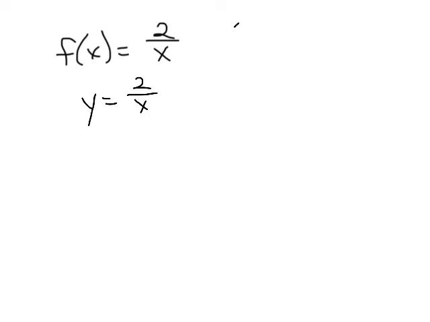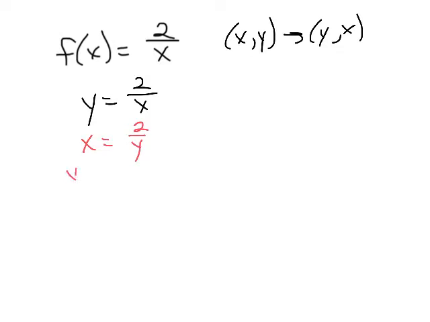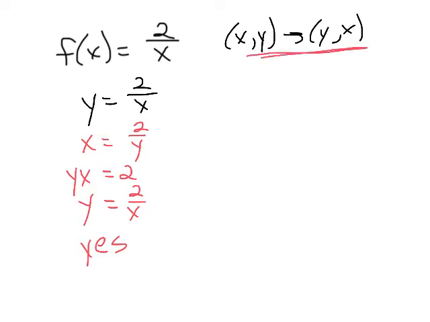So if I were to test the line y equals x, that means (x, y) would map to (y, x). Let's take a look at that. That means I'm switching these two and solving for y again. If I multiply both sides by y, I get y times x is equal to 2, and then if I divide by x, I get y is equal to 2 over x. That works. So that's an example of a function that is symmetric about the line y equals x.